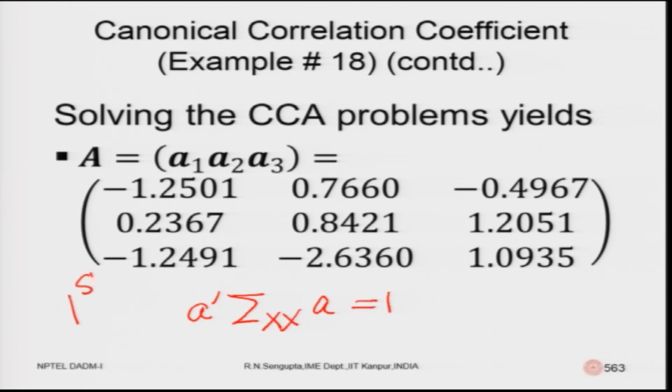I am trying to take the first constraint as this. Similarly, I will change the color, I will have B subject to the second constraint, and based on that we will try to maximize a linear combination of the variance covariance matrix between X and Y, considering a and b as the vectors. Once we find a, the values are as given: minus 1.2501 is the 1 comma 1 value, and the 3 comma 3 value is 1.0935.